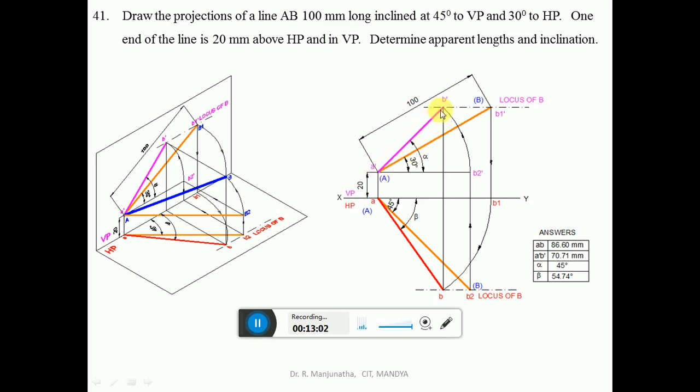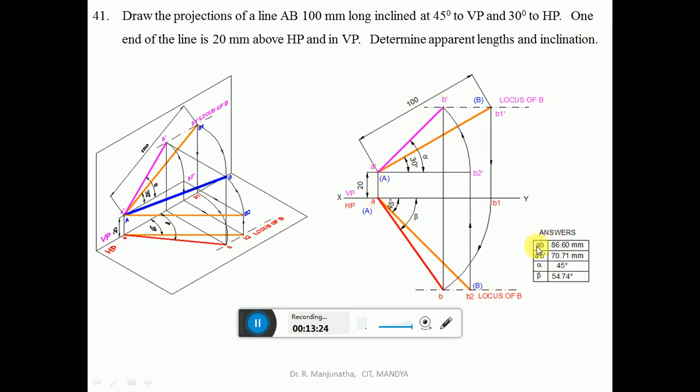So join B dash and B; both are going to lie on the same line. This will be the apparent inclination with respect to HP, which is alpha. Now, since we need to find the apparent length and inclination, by using the scale you measure the distance A dash B dash and also AB.